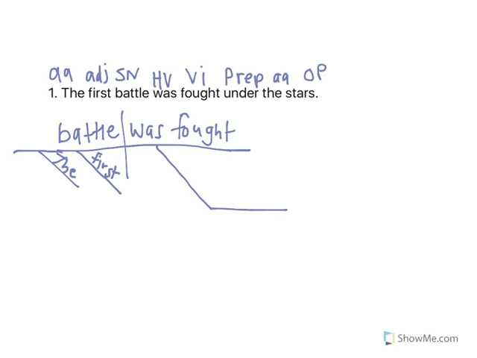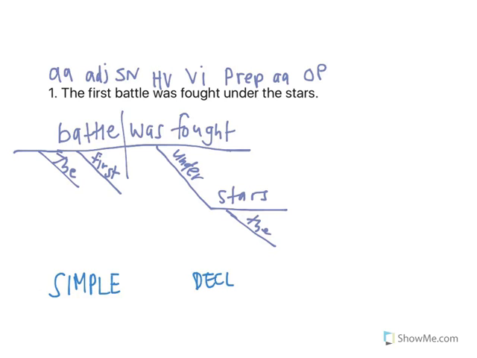Now this prepositional phrase is modifying was fought. It's showing where the battle was fought, and it was fought under the stars. Now the modifies stars. It's an article adjective, saying which stars? The stars. Now we know that this is going to be a simple sentence. A simple sentence only has one independent clause that stands alone. We also can see that this is a declarative sentence.